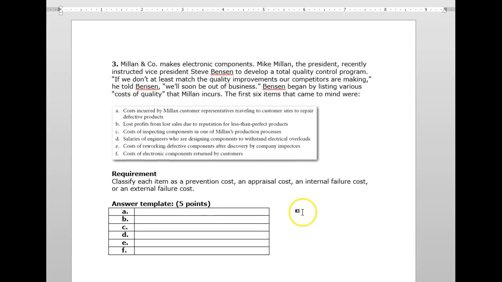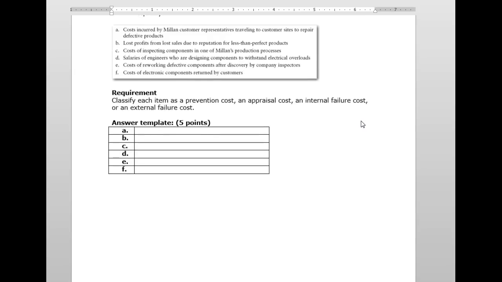This one you're going to have to go to the book and you're going to have to read about preventive cost, appraisal cost, internal failure cost, and external failure costs. And that'll kind of give you a feeling for the total quality management programs and what to look at for those.